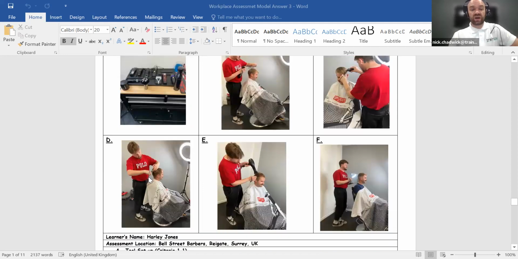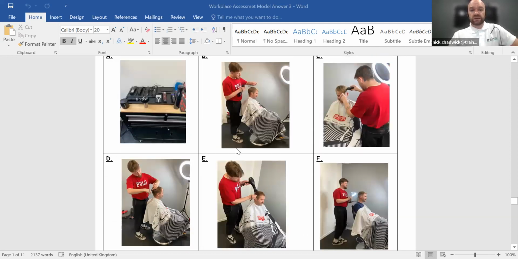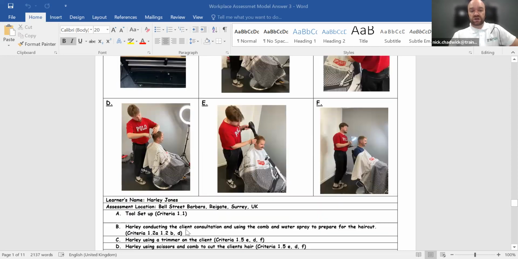So obviously photo A has the tool setup. Photo B, as we can see there, this is Harley conducting the client consultation and using the comb and water spray to prepare for the haircut as well. So do describe each of your photos.